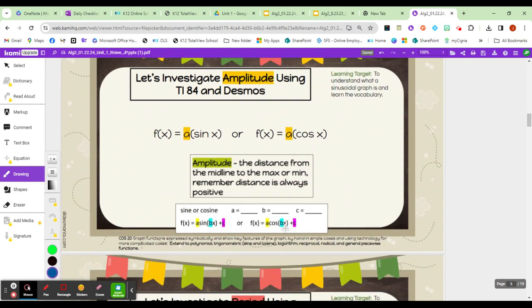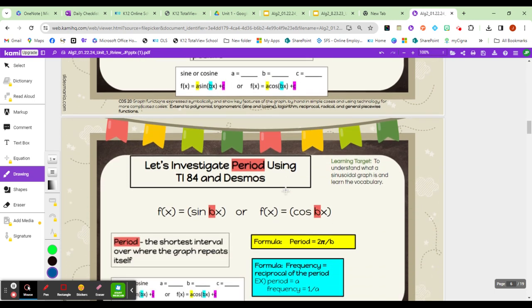We'll talk a little bit about what the A does. The A in front of each equation is the amplitude. So if this A were 3, the graph would go up and down 3 units from the midline. If this A were 4, the graph would go up and down 4 units from the midline. It's pretty easy to see in an equation. You do have to take the absolute value of A because amplitude is always positive.